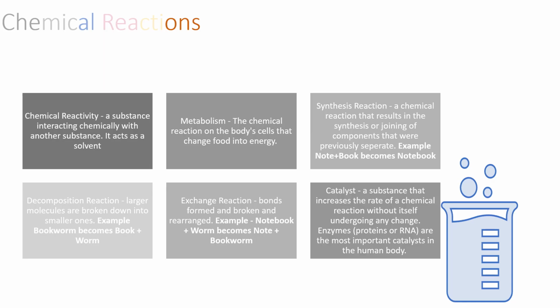Okay, then we have our chemical reactions, and this is when a chemical reacts with another substance and it acts as a solvent. Metabolism is a chemical reaction. It's where the body cells change food into energy. And then we have other types: decomposition, which is breaking down, synthesis is joining together, exchange is rearranging things, and then a catalyst speeds things up.